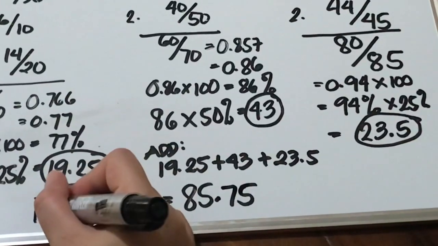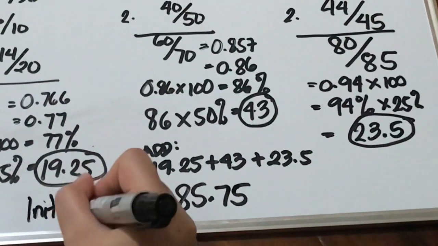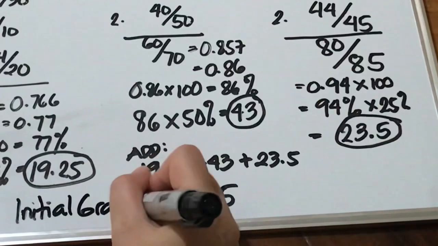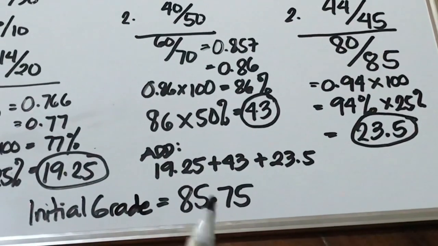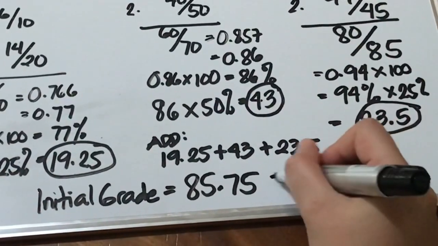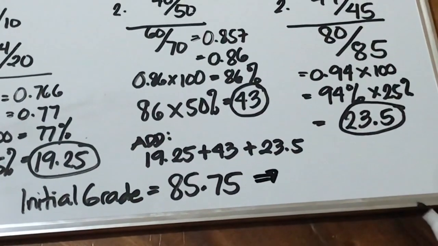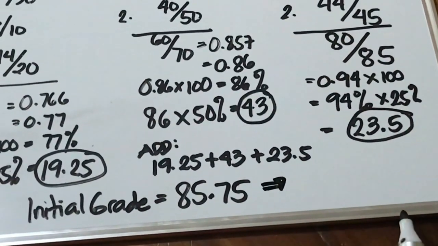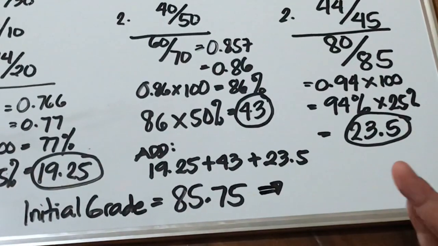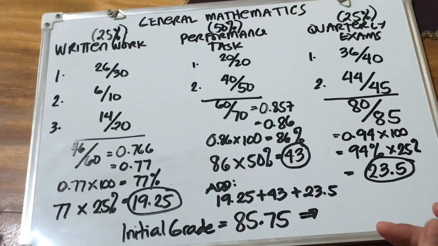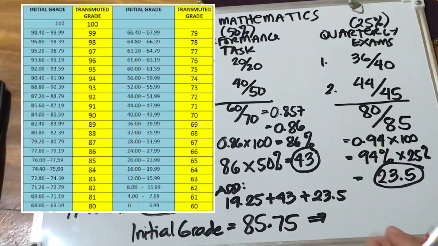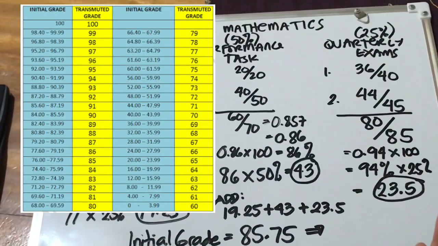This is just your initial grade. So to get your final grade, you are going to transmute it using the transmutation table given by DepEd. You can download that. I want to show you here. Okay, this is the transmuted grade table.